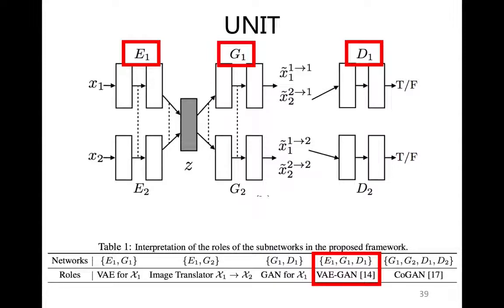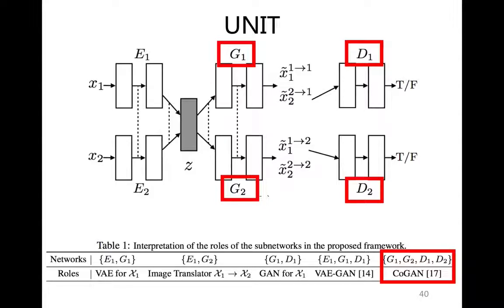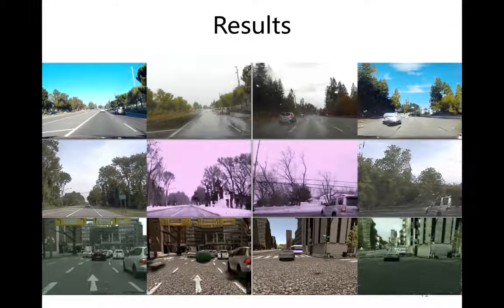Yeah. And finally, if you look at both sides, it's a coupled GAN. So this framework combines, I think, almost all the models, right? It's VAE, GAN, VAE-GAN, and coupled GAN. By doing this, you can transform the image from X1 to X2 or from X2 to X1, also with a constraint on the generators G1 and G2, by sharing some layers. So this produces really good results.